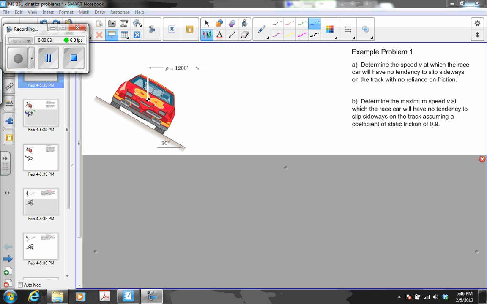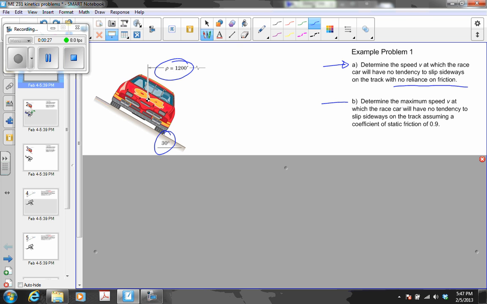Okay, so this is the first kinetics example problem. We have this race car on a racetrack. The car is shown traveling through a turn, which is banked at 30 degrees. The radius of the curve is given as 1,200 feet. So part A says find the speed v at which the race car will have no tendency to slip sideways on the track with no reliance on friction.